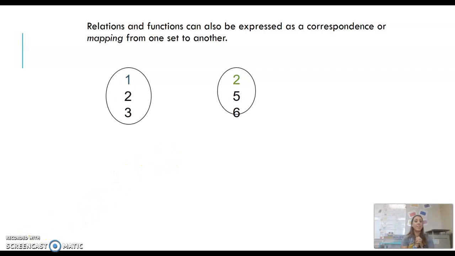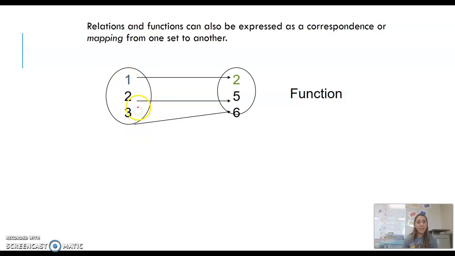Okay, so these relations and functions can also be expressed as correspondence and mapping from one set to another. So if I say 1 goes to 2 and 2 to 5 and 3 to 6, this is going to be a function because for this side, I can only have one; this side can only go to one of those numbers.